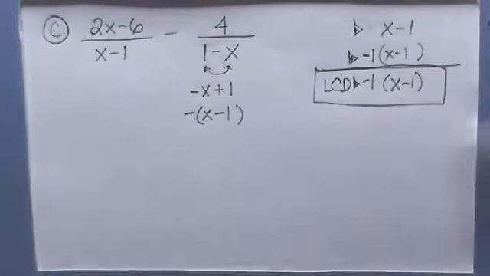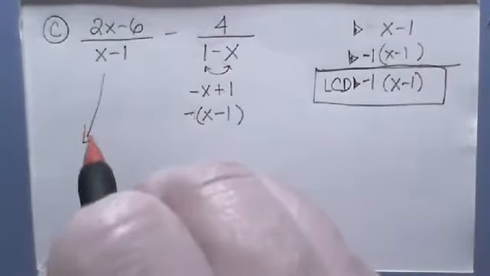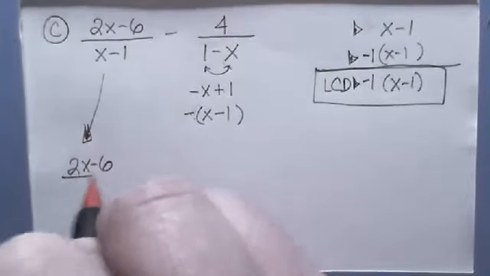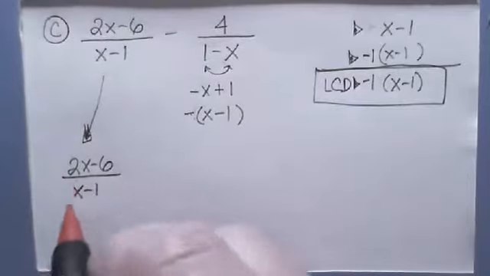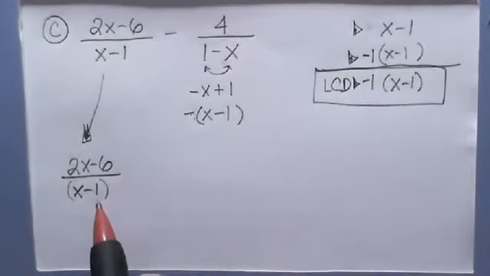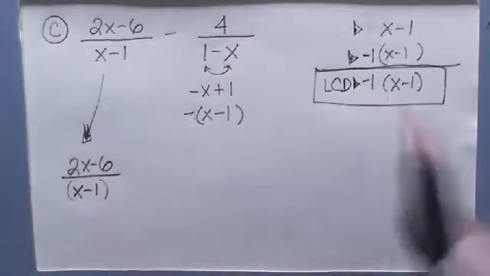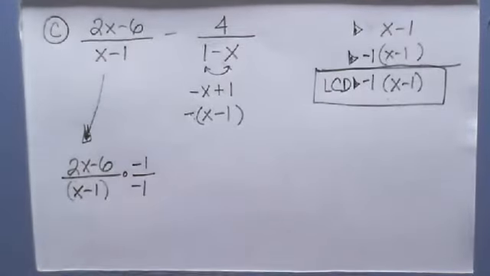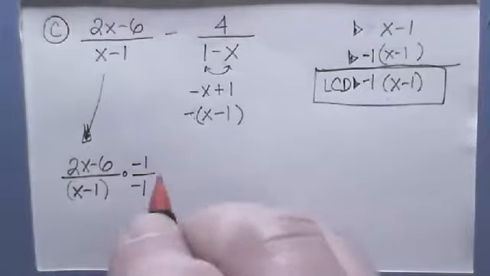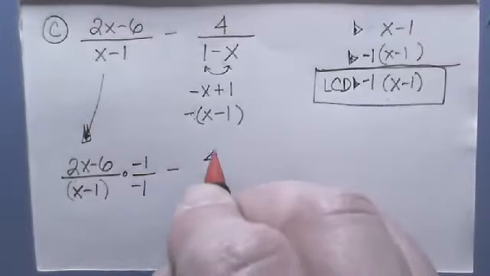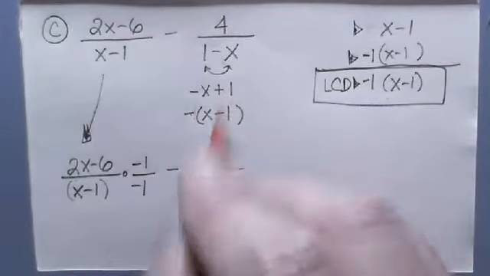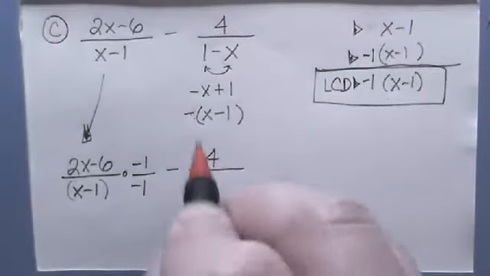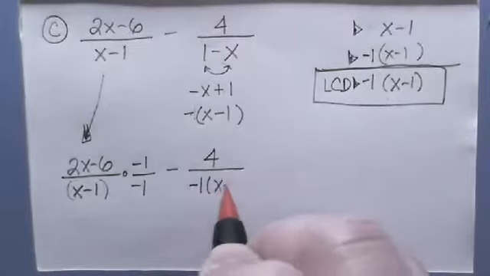Now that I have that in mind, I'm going to bring down my first denominator, which is 2x minus 6 over x minus 1, and I compare my denominator with my LCD, and I notice that I'm missing something. I'm missing a negative 1. So I'm going to multiply top and bottom by negative 1. And I'm going to do the same thing with the second term here. I bring down the fraction, and I notice that I have negative 1 times x minus 1.